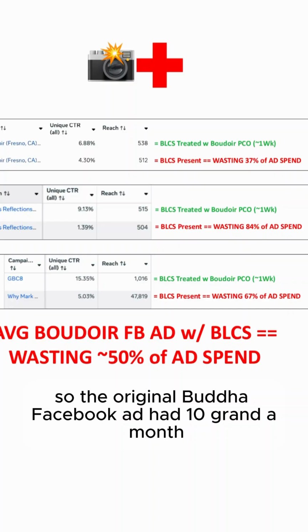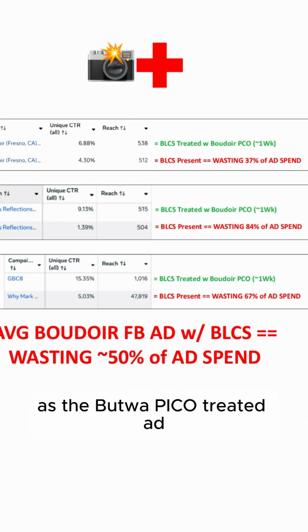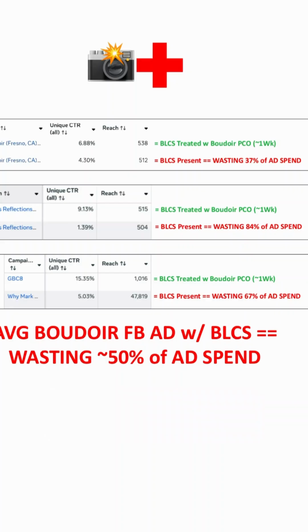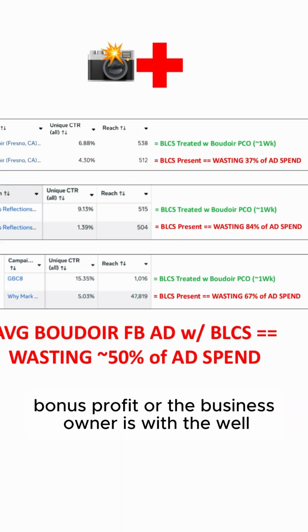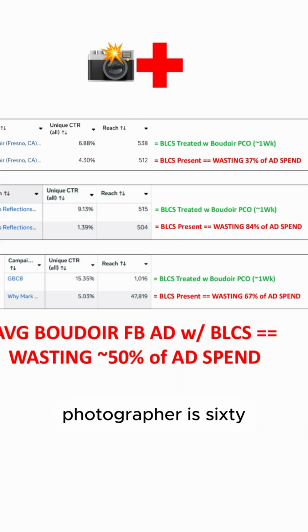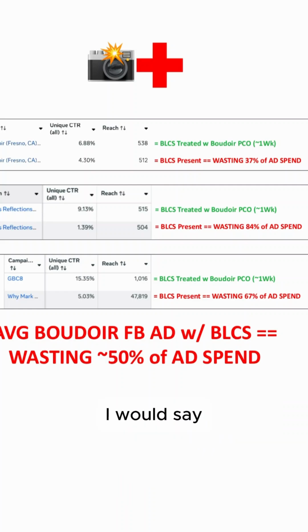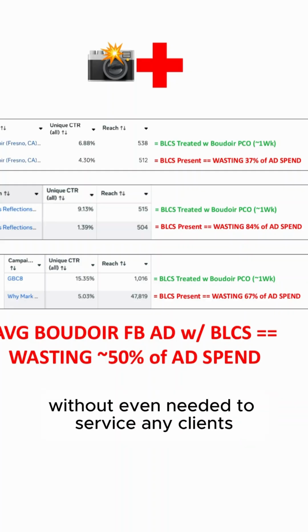So the original Boudoir Facebook ad had 10 grand a month. We'll get into the same number of women's brains as the Boudoir Pico treated ad, spending only $3,300 a month. So that whole difference, we're pocketing that difference as bonus profit, or the business owner is, the boudoir photographer: $6,700 a month in bonus profit by simply not spending that money. I would say, 80 grand bonus in the next 12 months. So insanely good without even needing to service any clients.